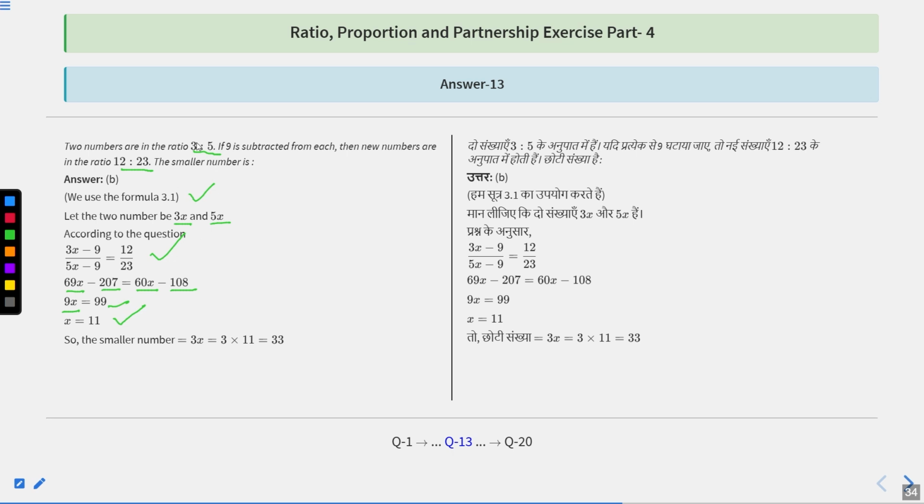What is the smaller number? The smaller number is 3 units. So 3x equals 3 into x. We put the value of x, which is 11, and we get the value of the smaller number, which is 33. Clear? B is the correct answer. Next one.